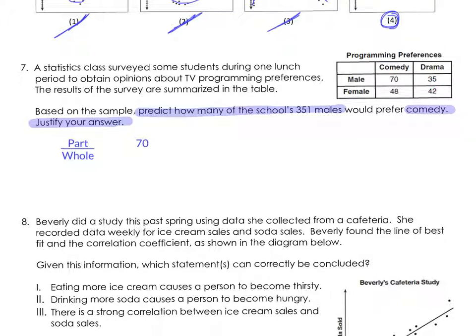So I can say that 70 out of the 105 surveyed preferred comedy. That means that 0.6 repeating, which is 2/3, preferred comedy. So I can make the guess or prediction that of the 351 males, 2/3 will prefer comedy based on my study. So I'm going to now do 2/3 of 351, which gives me the answer of 234. I would predict 234 of the males would prefer comedy.